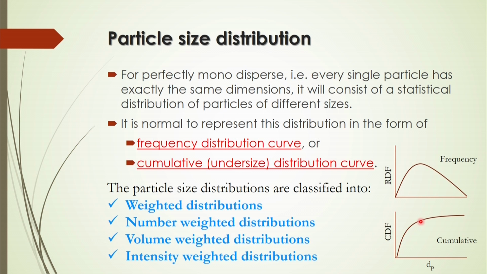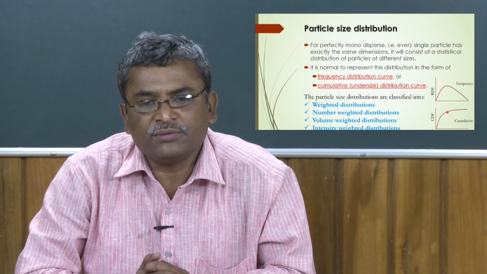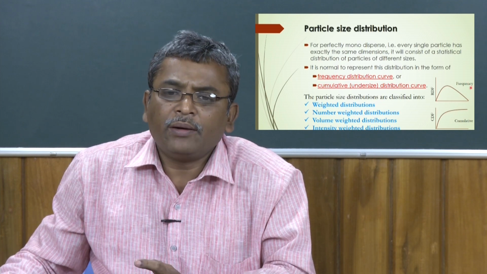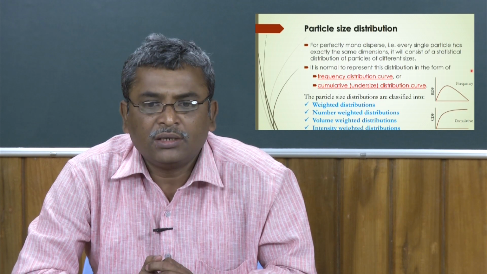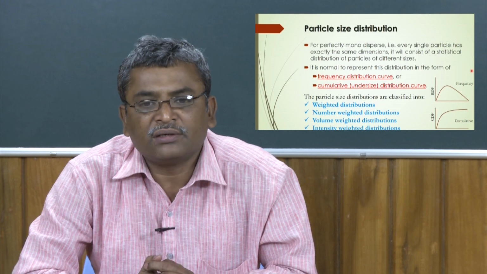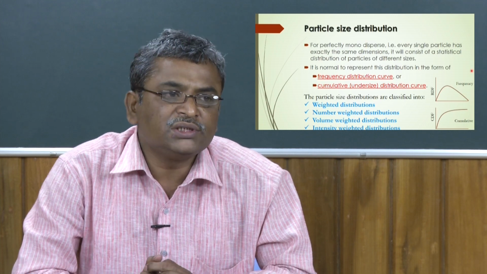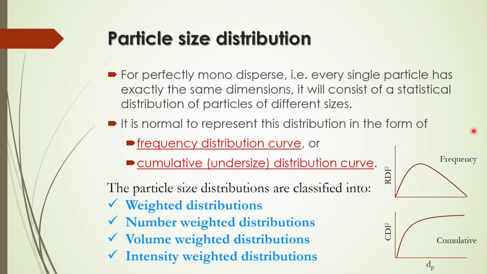The particle size distributions are classified into number weighted distributions, volume weighted distributions, and intensity weighted distributions. Intensity weighted distribution means, suppose you analyze the particle size by a certain color in an image or dynamically, then how the intensity of the color changes according to the size of the particle gives you a distribution.